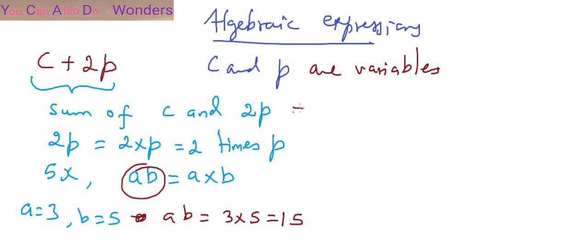Similarly, 2P means 2 into P. As I said, P represents the cost of a pencil. So if the cost of each pencil is say 5 rupees, that means the value of P is 5. So 2P is 2 into 5 equal to 10. So in this case, 10 rupees.